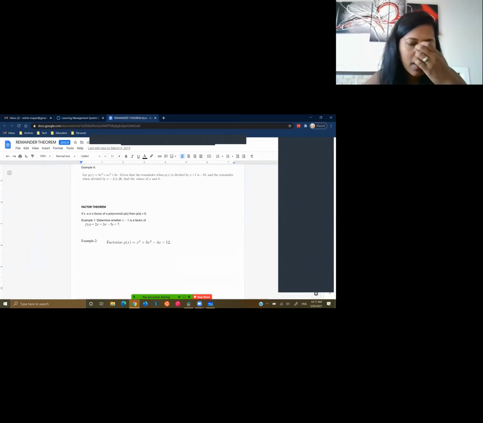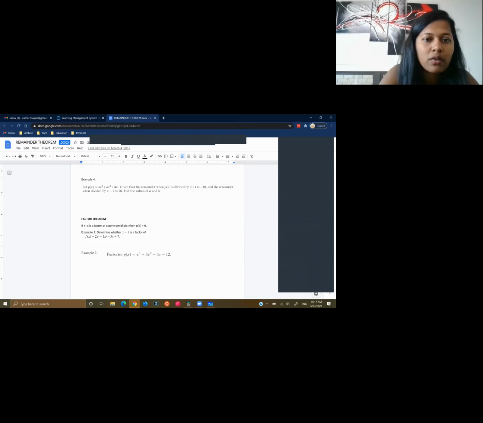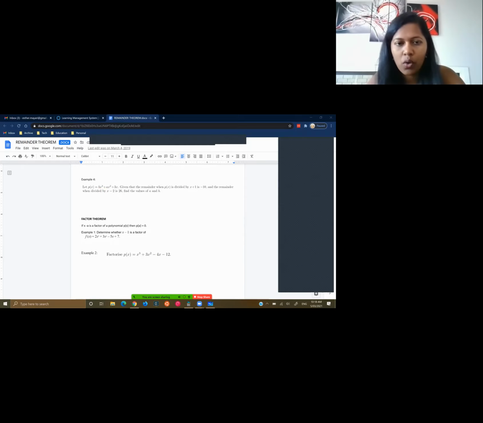There's another example here, which, as I said, I'm going to share this document with you and you can do this yourself. Here they've given 2 different conditions: when divided by x plus 1, the remainder is -10, and when you divide by x minus 2, the remainder is 26. There are 2 different constants you have to work out, a and b. You will get 2 separate equations and you work them out simultaneously to find a and b. It's the same understanding, except it's got 2 equations instead of just 1. Again, you can try that in your own time.